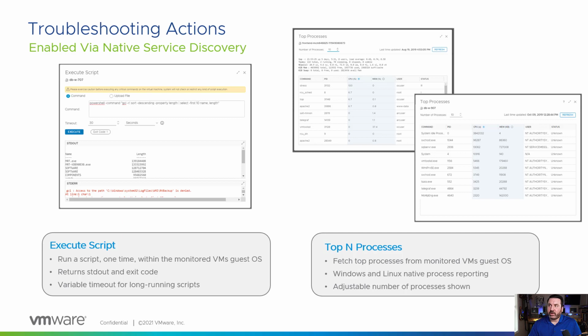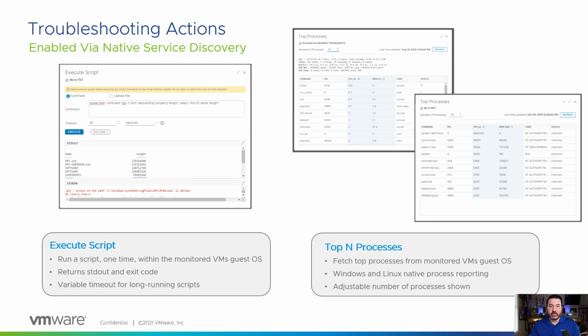Now, how does this work with credential-less service discovery? Well, if you are leveraging credential-less, we still require you to provide credentials to run top N or to execute scripts. That's just for basic security. You can also configure RBAC within vRealize Operations so that only certain users within vRealize Operations have the ability to execute scripts or to run top N.